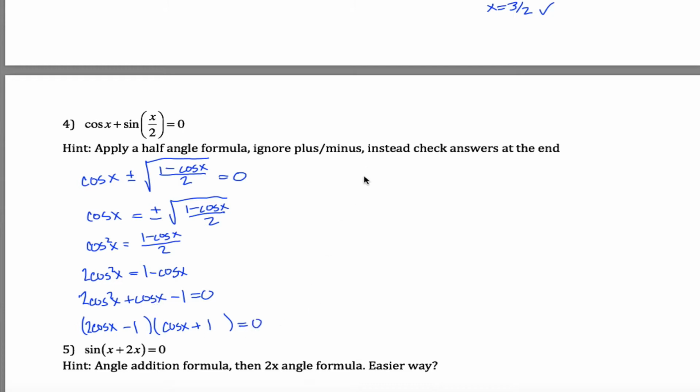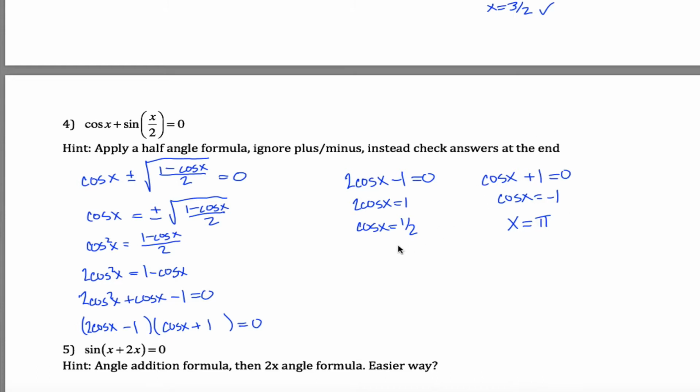So you get here. So either 2 cosine of x minus 1 equals 0, or cosine of x plus 1 equals 0. So either 2 cosine of x is equal to 1, in which case cosine of x is equal to 1/2, or cosine of x is equal to negative 1. See, cosine of x, that's the x coordinate on our unit circle. It equals negative 1 when we're at pi. So we got x equals pi. Other values also, 3 pi, negative pi, but those aren't in the specified range.